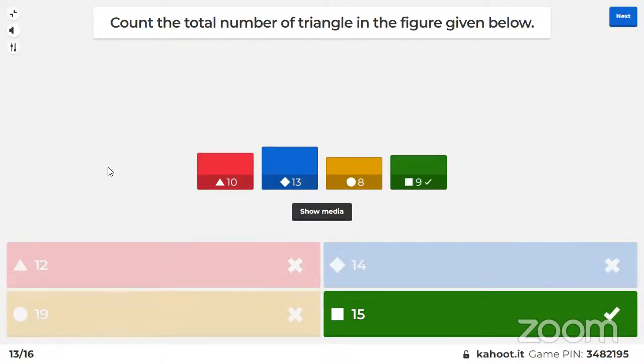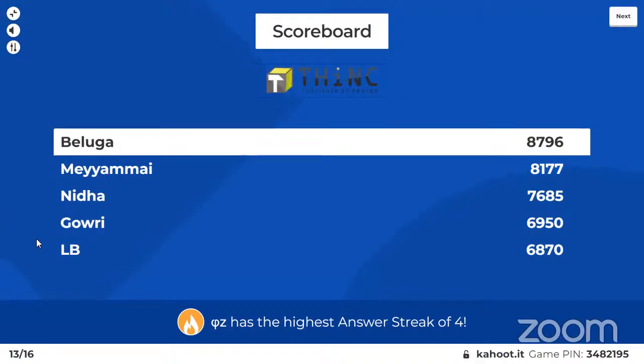All right, count the triangle question. 15 triangles in the figure. Scoreboard. No change in the names. So Beluga with 8796 points. Second, we have Mayamai. Third, we have Nita. Fourth, we have Gauri. Fifth, we have LB. We have a new climber also with the highest ascent of 4.